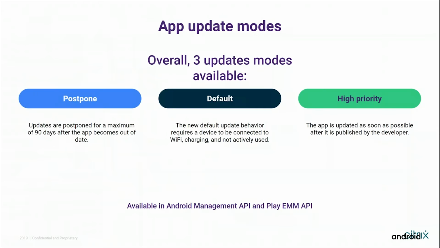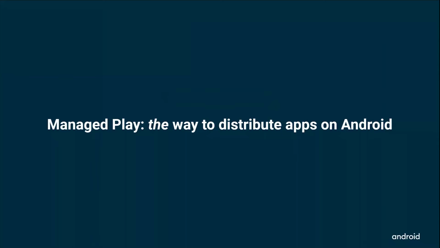So in summary, you now have 3 update modes available. 1, postpone, pause updates for a maximum of 90 days. 2, the default mode to install updates regularly while minimizing the impact on mobile data, battery life, and the user experience. And finally, the high priority mode to install updates as soon as possible after they've been published. And we think, to be honest, these 3 modes will address the majority of the use cases.